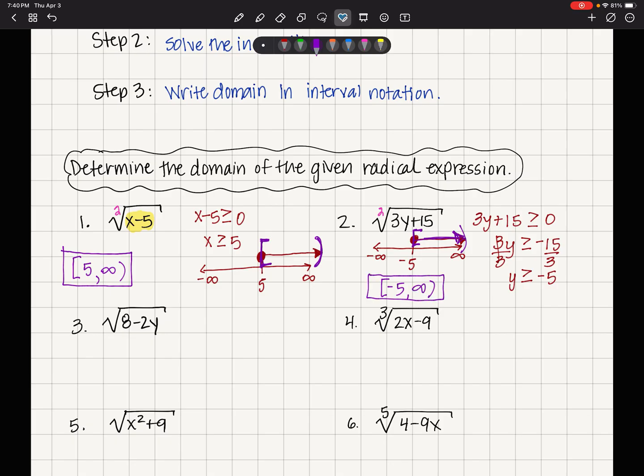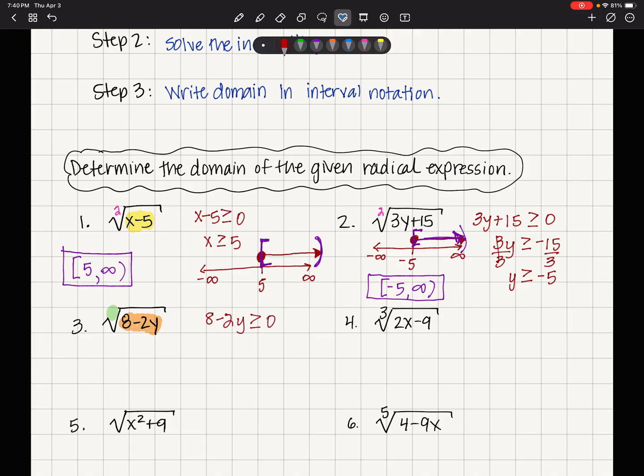Now be careful here, because you might be thinking, well, I'm always going to have something greater than or equal to some number, so I'm always going to have infinity on the right. But here's a case where you might not have infinity on the right. We've got the case here where I've got 8 minus 2y, that's my radicand. I have an even root right here. So I'm going to take the radicand and set it greater than or equal to 0.